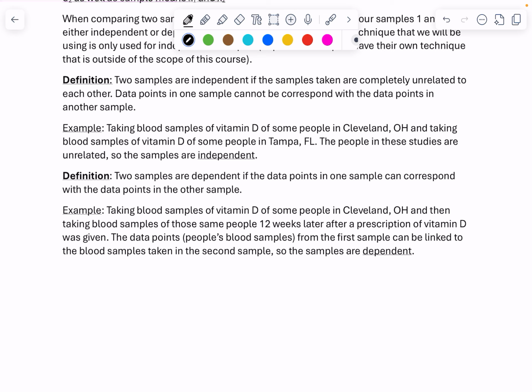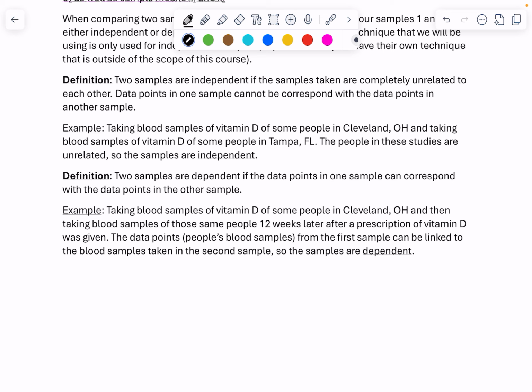Because we can correlate the first blood sample that we did for patient 1, for example, and compare it directly and correspond it to the blood sample that they have after 12 weeks from that tablet. So because all of these data points can be tagged together in a very logical manner, these samples are dependent, okay?